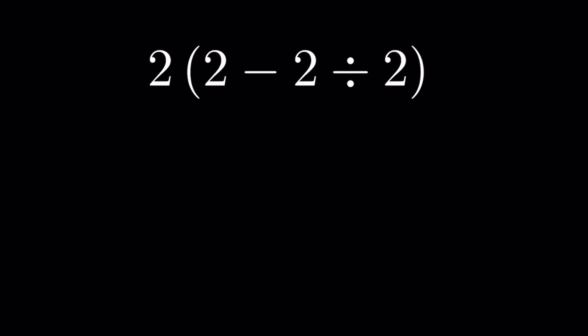2 (2 − 2 ÷ 2). How do you solve this? What should be the answer? Is it 0, not defined, infinity, or −2 or 2? What is the answer? Do you want to solve it?